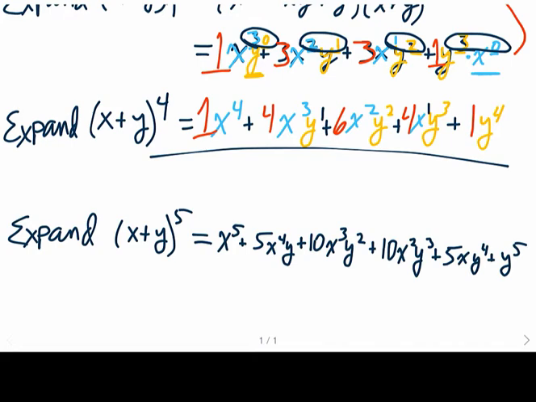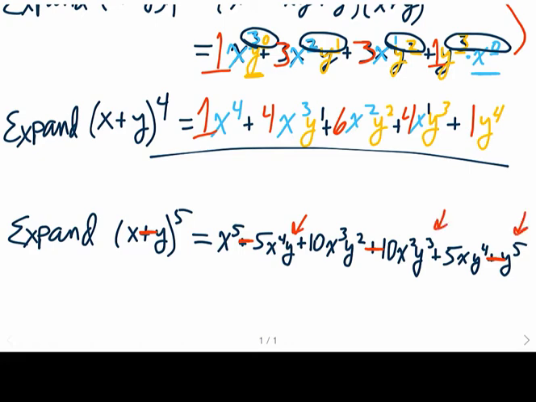And what you should have gotten was x to the fifth plus 5x to the fourth y plus 10x cubed y squared plus 10x squared y cubed plus 5x y to the fourth plus y to the fifth. Now I want to point out something. If this were x minus y, the quantity cubed, then instead of pluses everywhere, we would end up with negative signs, subtraction, in front of the terms where the exponent on y is odd.